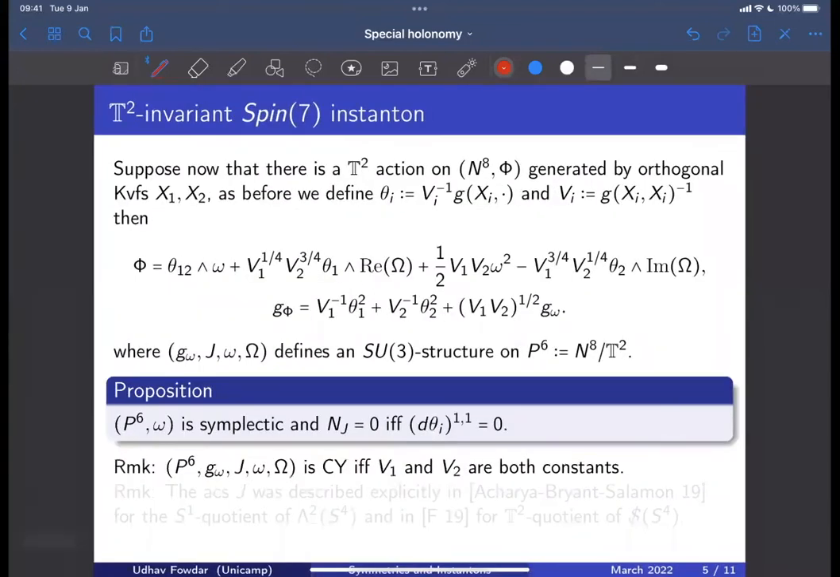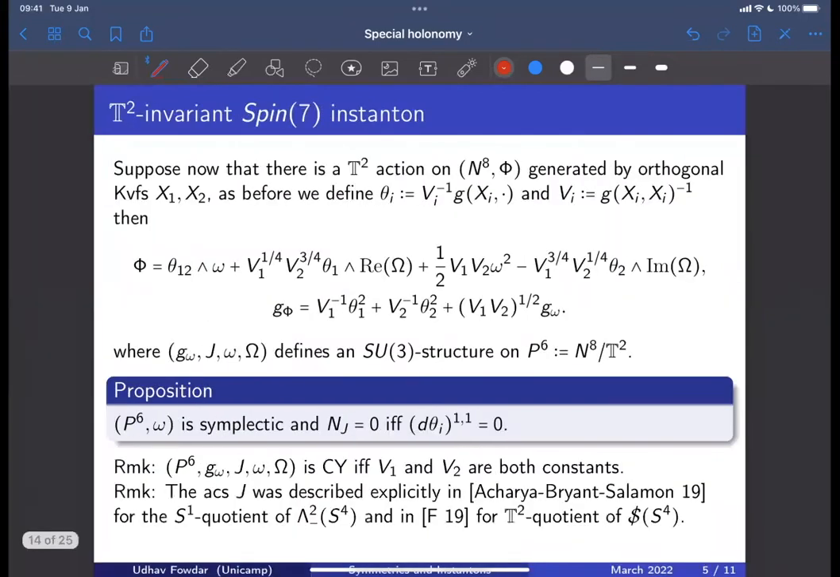A simple remark is that this manifold here, the quotient space, is going to be Calabi-Yau if and only if both of these functions here are constant. In other words, the S1 fibers, both of them, need to have a constant size. So this almost complex structure, I should have mentioned earlier, was actually studied in certain cases.